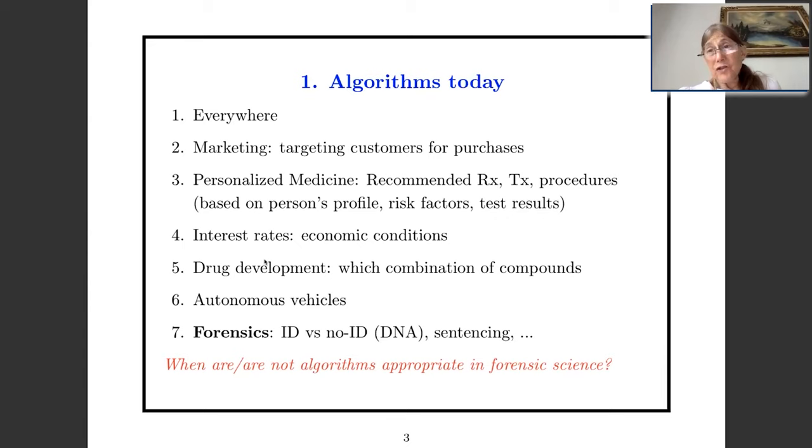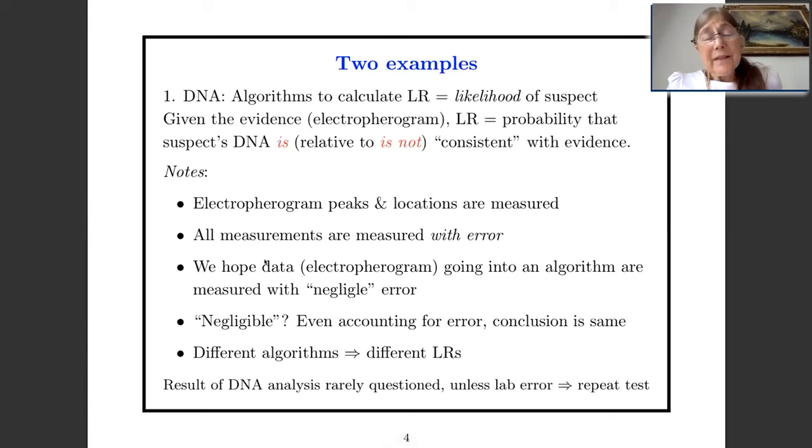Drug development, which combinations of compounds, those use algorithms. Autonomous vehicles too, and of course, in forensics, trying to decide whether the evidence matches the source or not, certainly DNA, sentencing algorithms and so forth. So it prompts the question, when are algorithms appropriate or not in forensic science? We can think of two right off the bat. In DNA, they've got algorithms to calculate likelihood ratios.